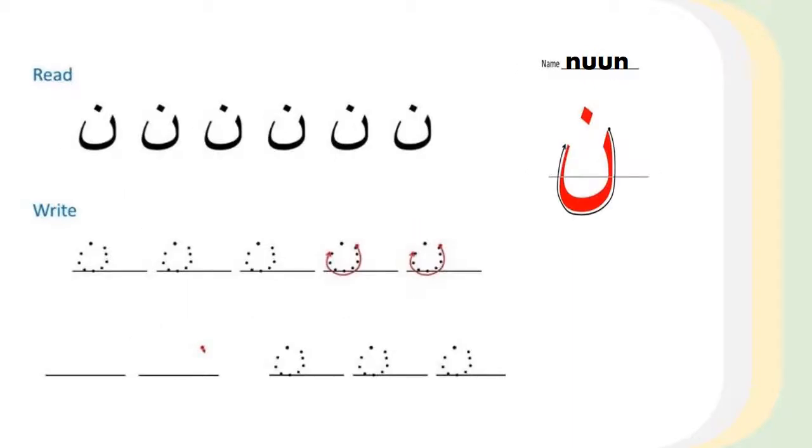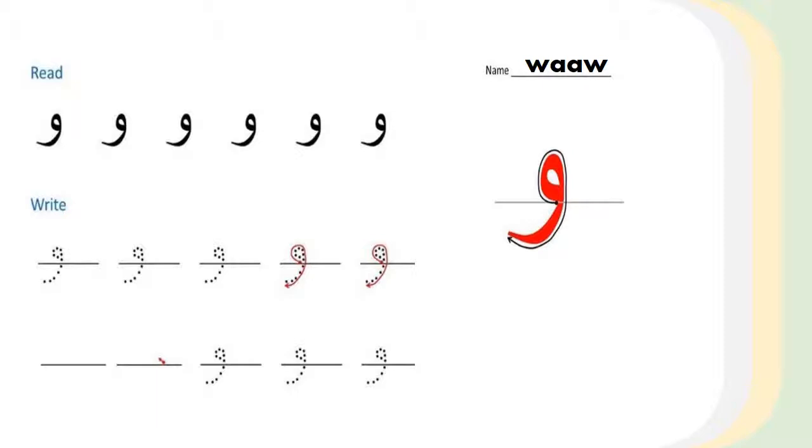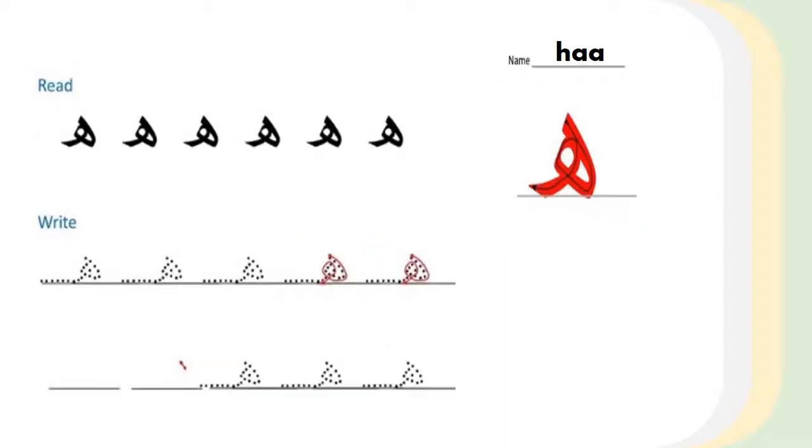Let's move on. With a big curve underneath the line and a dot, this letter here is known as Noon. Next, sitting partly below the line, this letter is known as Waw. This letter with two sorts of loops linked to each other is known as Ha. And it has a soft sound coming from the bottom of the throat.